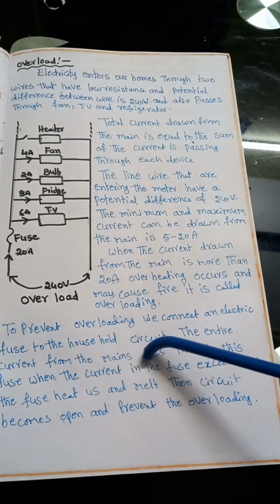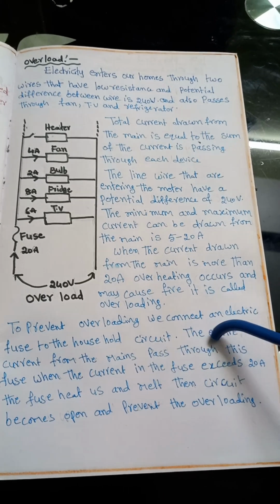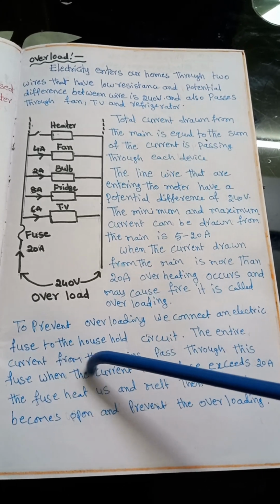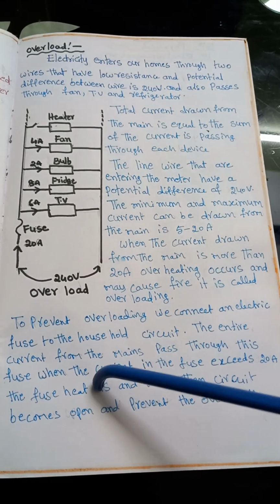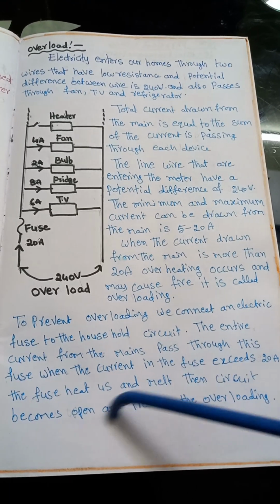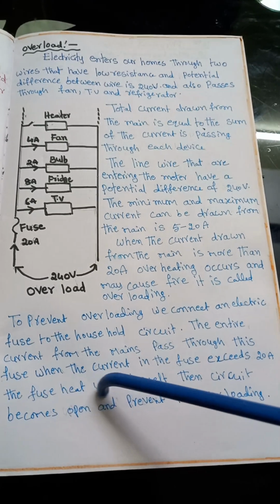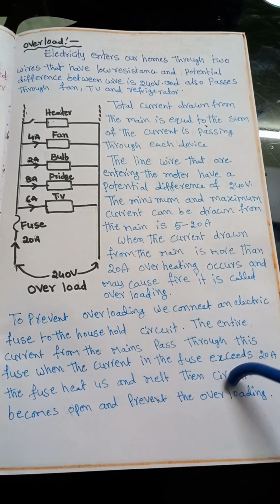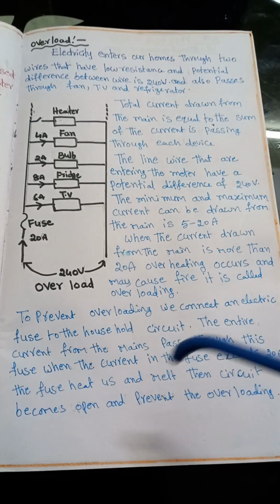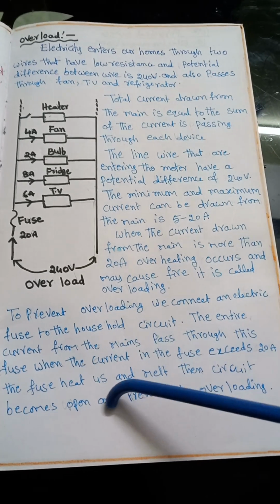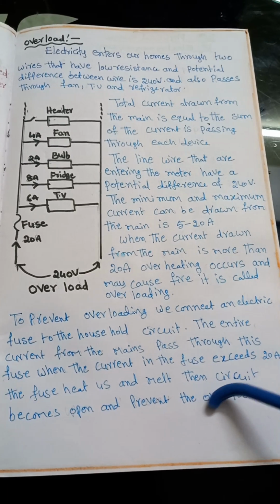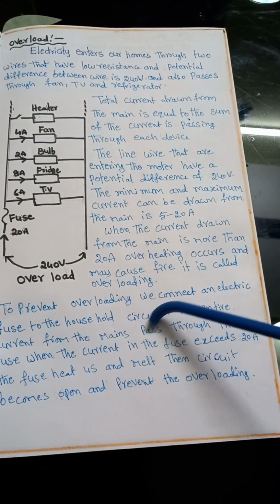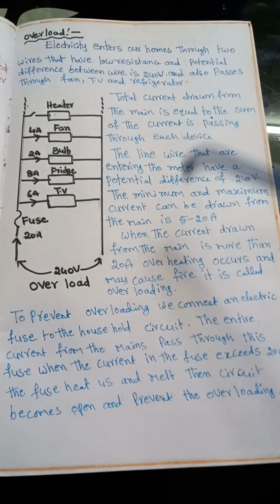To prevent overloading, we connect an electric fuse to the household circuit. The entire current from the mains passes through this fuse. When the current in the fuse exceeds 20 amperes, the fuse heats and melts, the circuit becomes open and prevents the overloading.